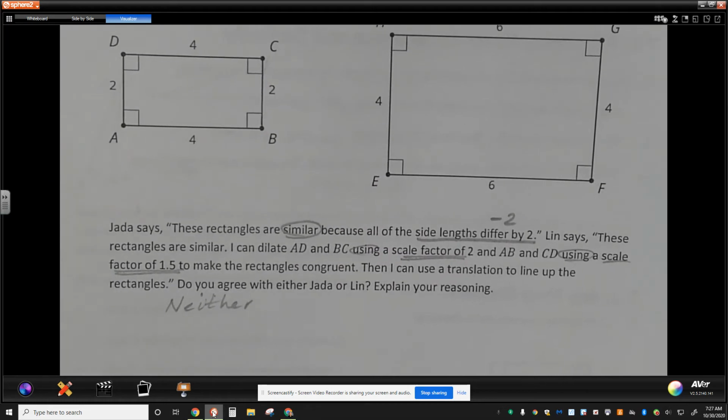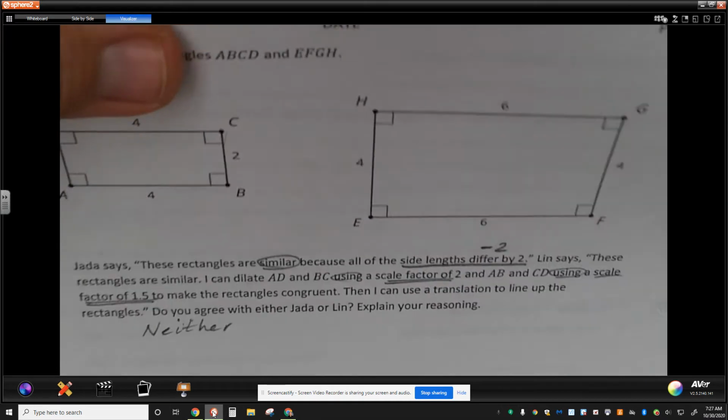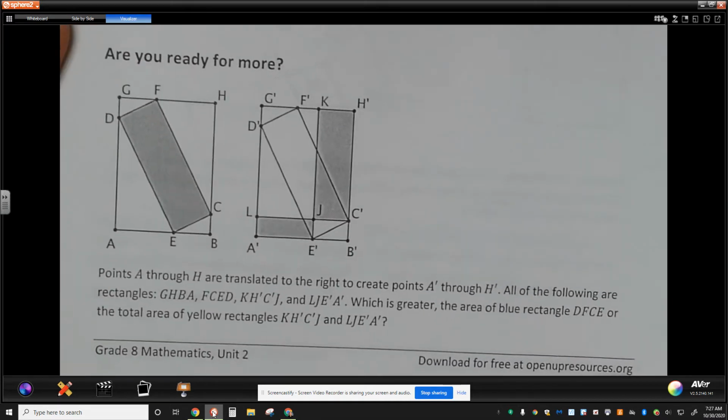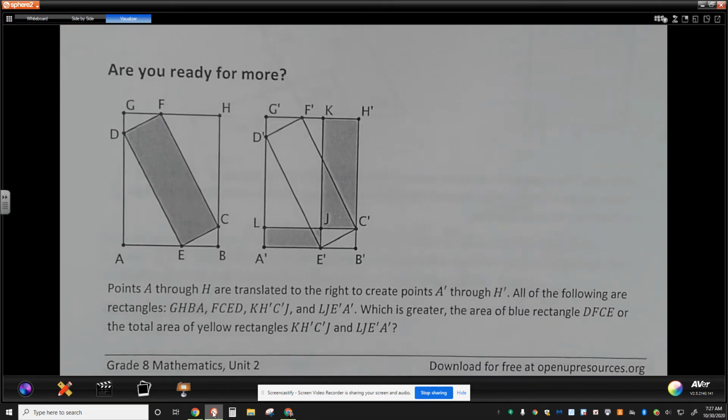Otherwise, we don't have proportionality. So, are you ready for some more? Take a look here, polygons A through H.